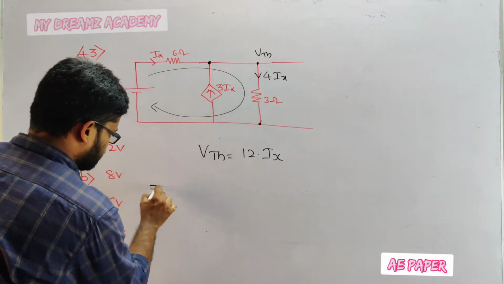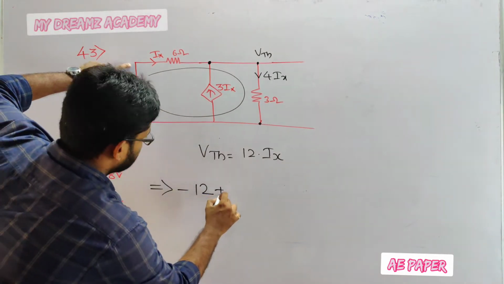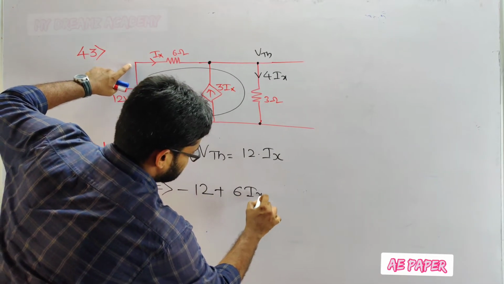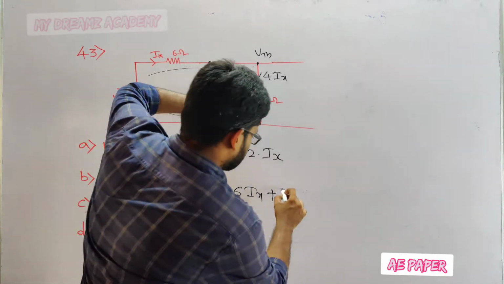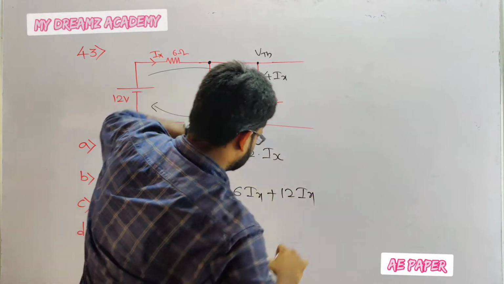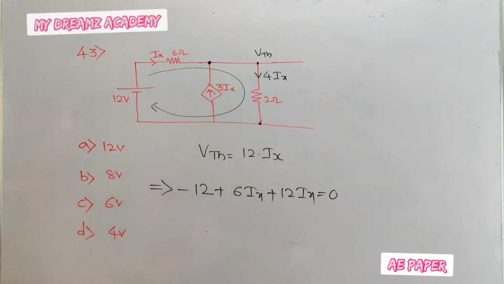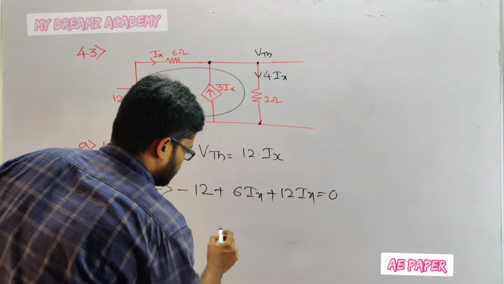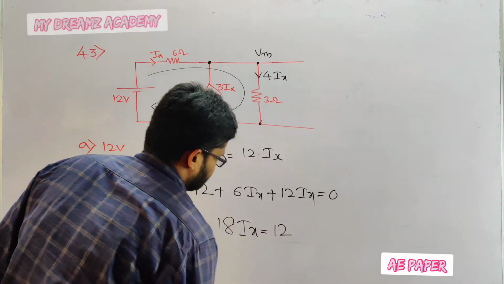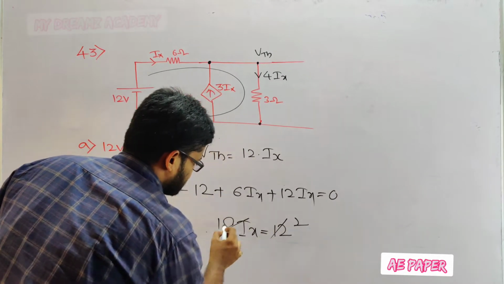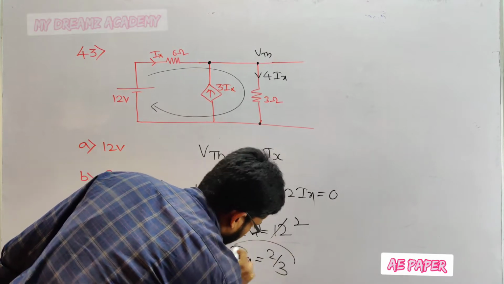Now, minus 12 plus 6 into Ix plus 4 into 3, that is 12 Ix, is equal to 0. From this, calculate Ix. 6 plus 12, 18 Ix is equal to 12. 6 2s are 6, 3s are, Ix is equal to 2 by 3.